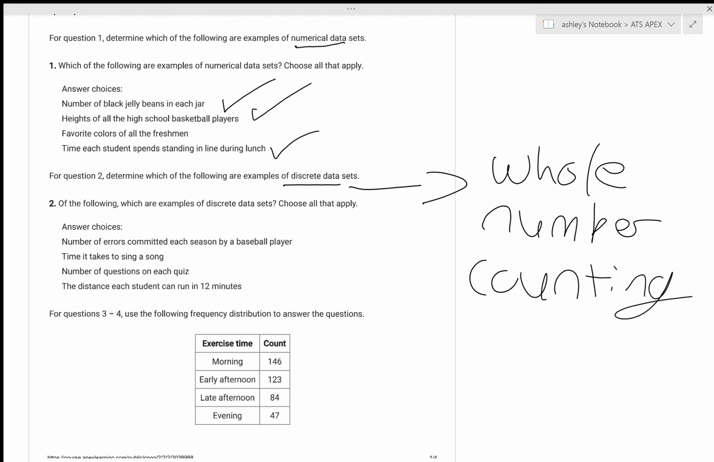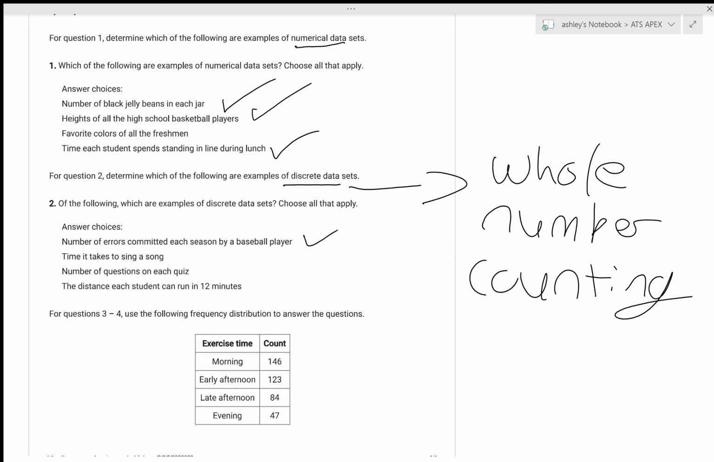So if we look at these answer choices, the number of errors committed each season by a baseball player. Well, if we think about it, a player really screwed up that season, had 8 million errors. I can count those errors. 1, 2, 3. You don't get flagged half of an error in baseball. You get a whole error.